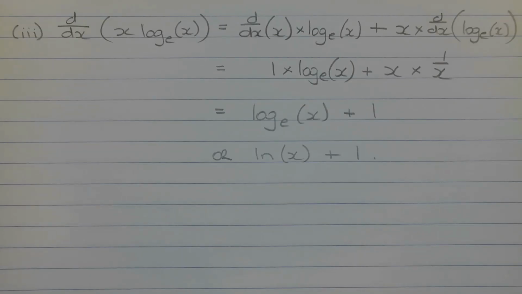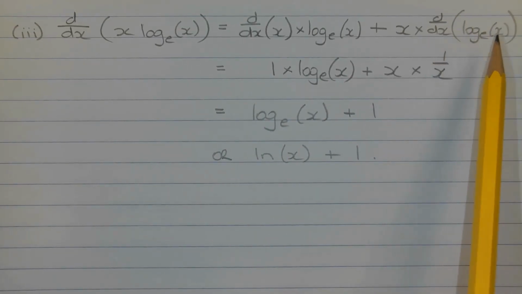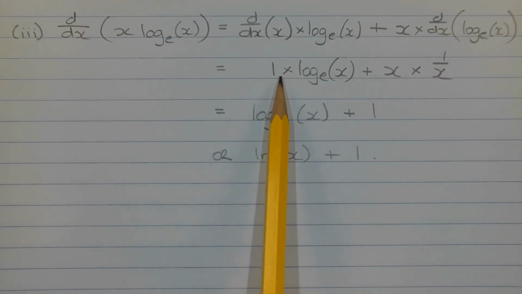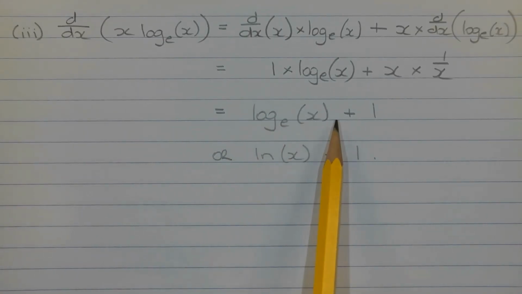So if y is equal to x times log base e of x, let u equal x and v equal log base e of x, then y dash is equal to u dash v plus u v dash. So that's another way to state the product rule. In this case, d/dx of x, so the derivative of x, is 1 times log base e of x plus x times the derivative of log base e of x, which is 1 over x. And x times 1 over x simplifies to 1, and 1 times log base e of x is log base e of x. So the derivative is log base e of x plus 1, or it can be written using the ln notation, ln of x plus 1.